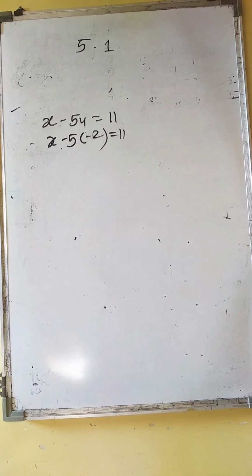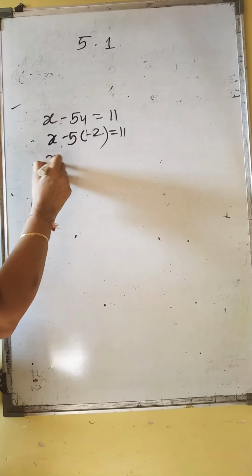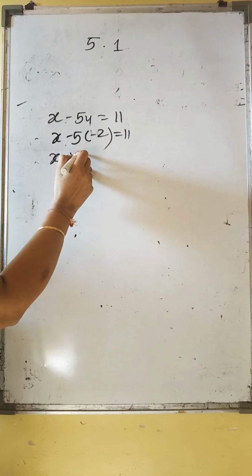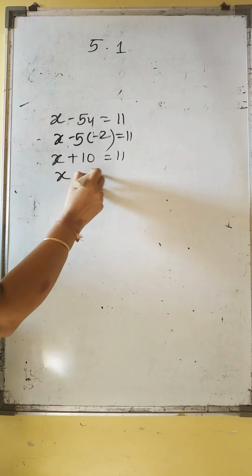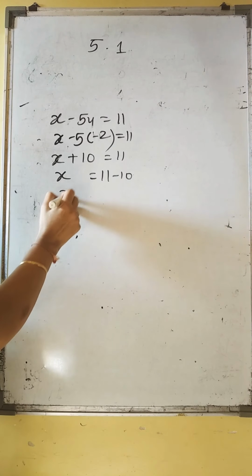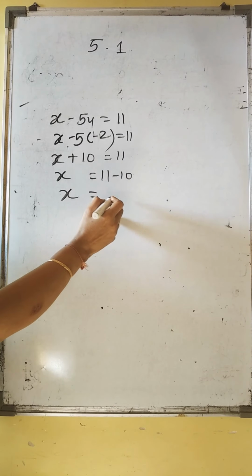So we will substitute y equal to -2 and solve it further. Come on children, you also solve along with me. So x plus 10 is equal to 11. So x is equal to 11 minus 10. So x is equal to 1.